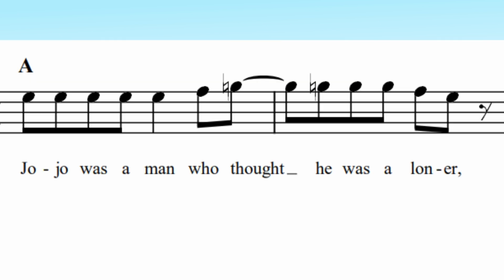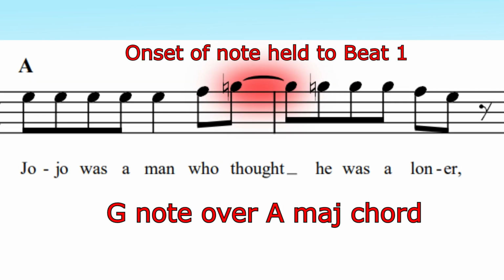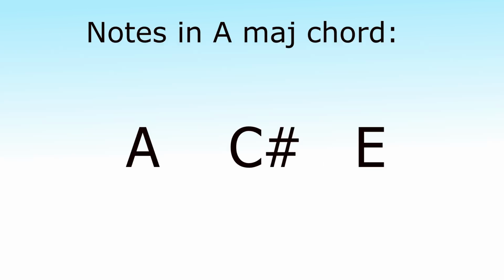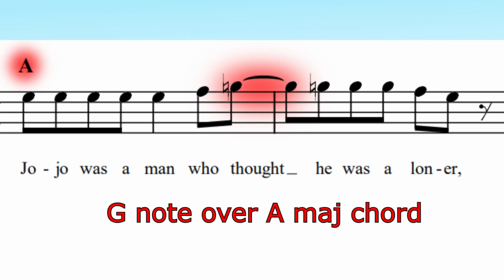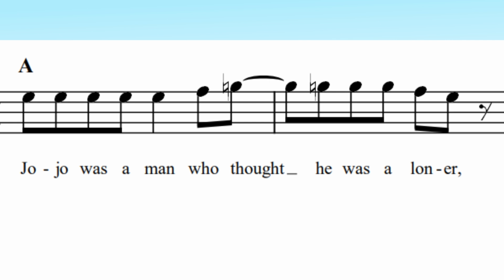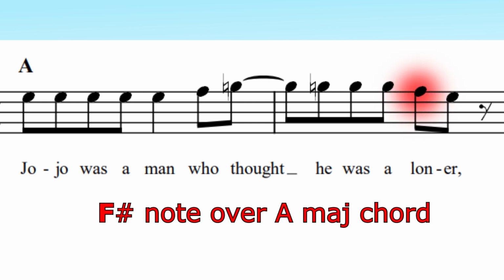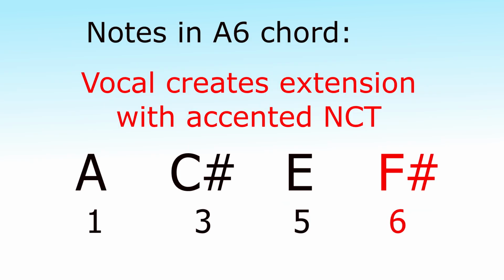The word "thought" is sung as a G note over an A major chord on the strong beat, which makes it sound like an A seventh chord, even though the band is only playing the major triad instead of the seventh. The next accented non-chord tone is an F-sharp note on the syllable "lo" over the same A major chord, which ends up sounding like a brief A major sixth chord.